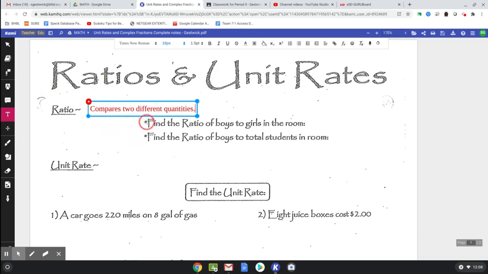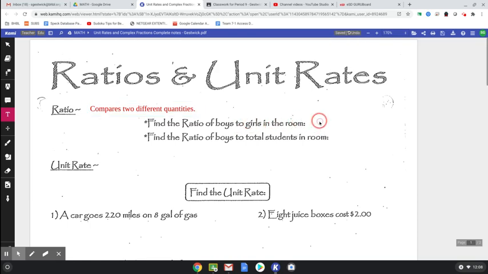And a quick little activity here: find the ratio of boys to girls in the room. You could write it as a fraction. So I don't know what it was, 11 to 13, whatever you have. Or you could write it with a colon, or you could write the word to, 11 to 13.